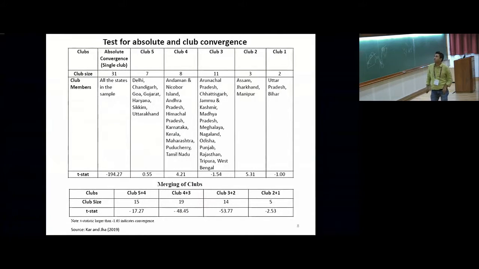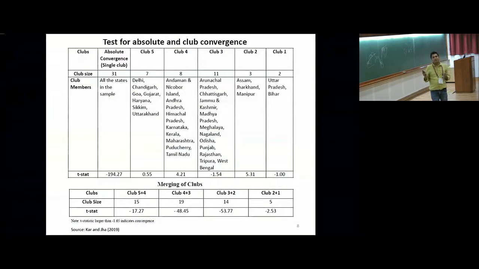So this is the result of the Phillips-Sul test, and we found, interestingly, there are five different clubs. Earlier, till 2012, we were finding two clubs. When we extended the data till 2016, we found five different clubs. And then again, we tried to merge the clubs, to see whether any two nearby clubs can be merged, but we found that no, there is no possibility. For example, in club five, you can find Delhi, Gujarat, Chandigarh, Haryana, Sikkim, all these states are there. Similarly for the others.